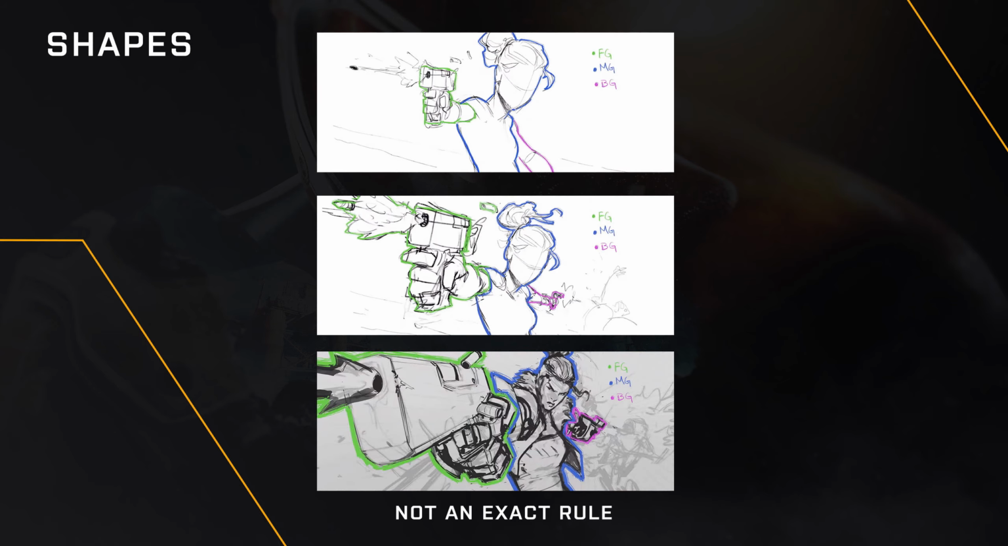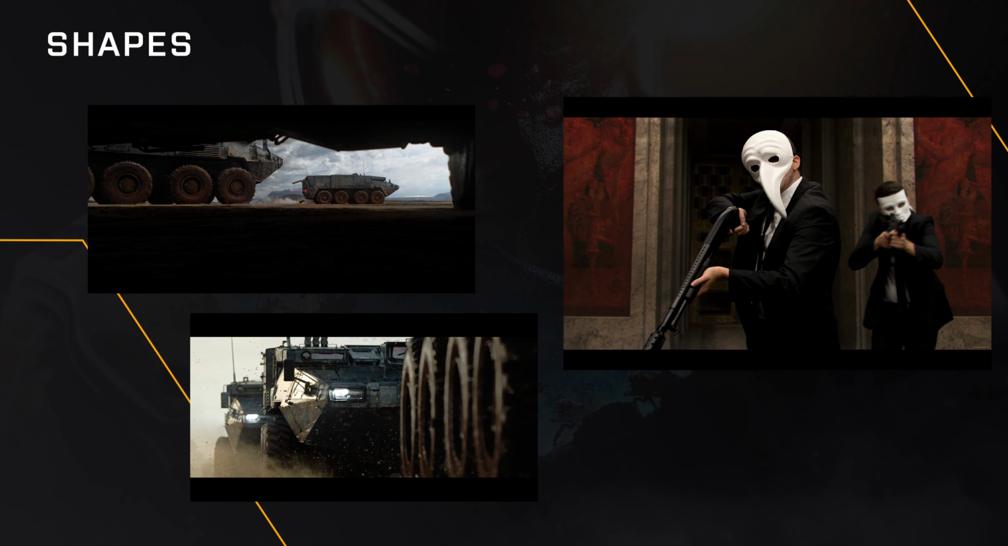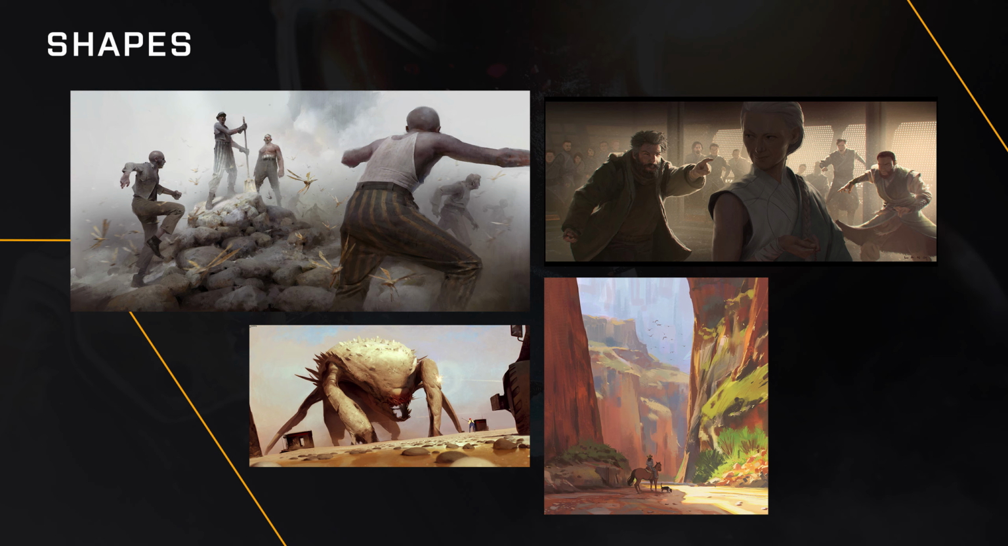Now, this can be done by dividing your image into foreground, midground, and background, which obviously works and gives us a good read, but you don't have to follow this as a rule, like an exact thing that you have to do. The important part is that your points of interest aren't all the same size and the same distance from the camera. We want contrast in the position of things.